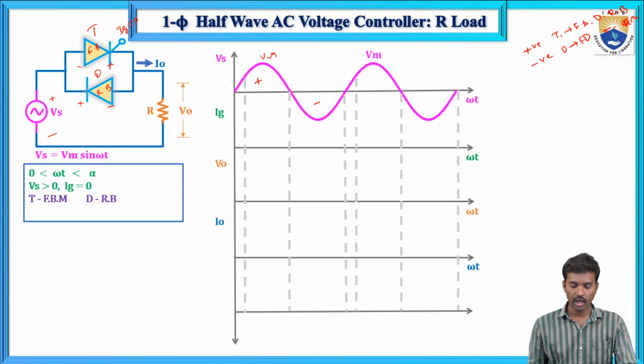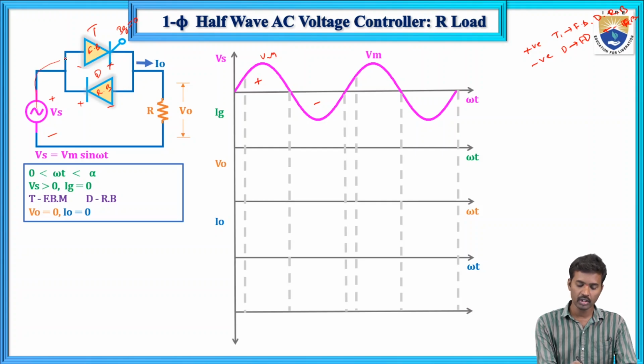Now what will happen? Both are not conducting: the thyristor is in forward blocking mode because we are not giving any gate supply, so it is an open circuit, and the diode is in reverse bias, so it is also an open circuit. The current is 0, meaning I naught is 0. I naught is 0 means V naught equals I naught into R, which equals 0.